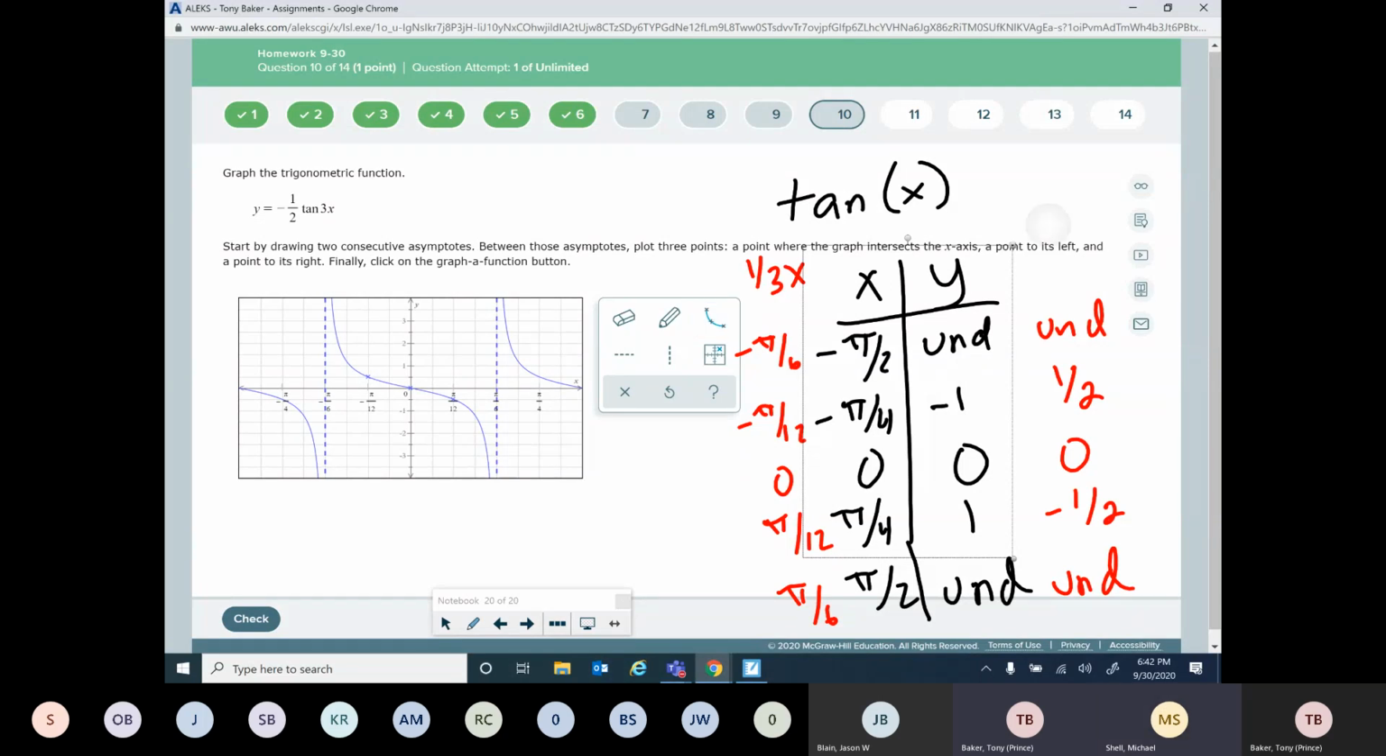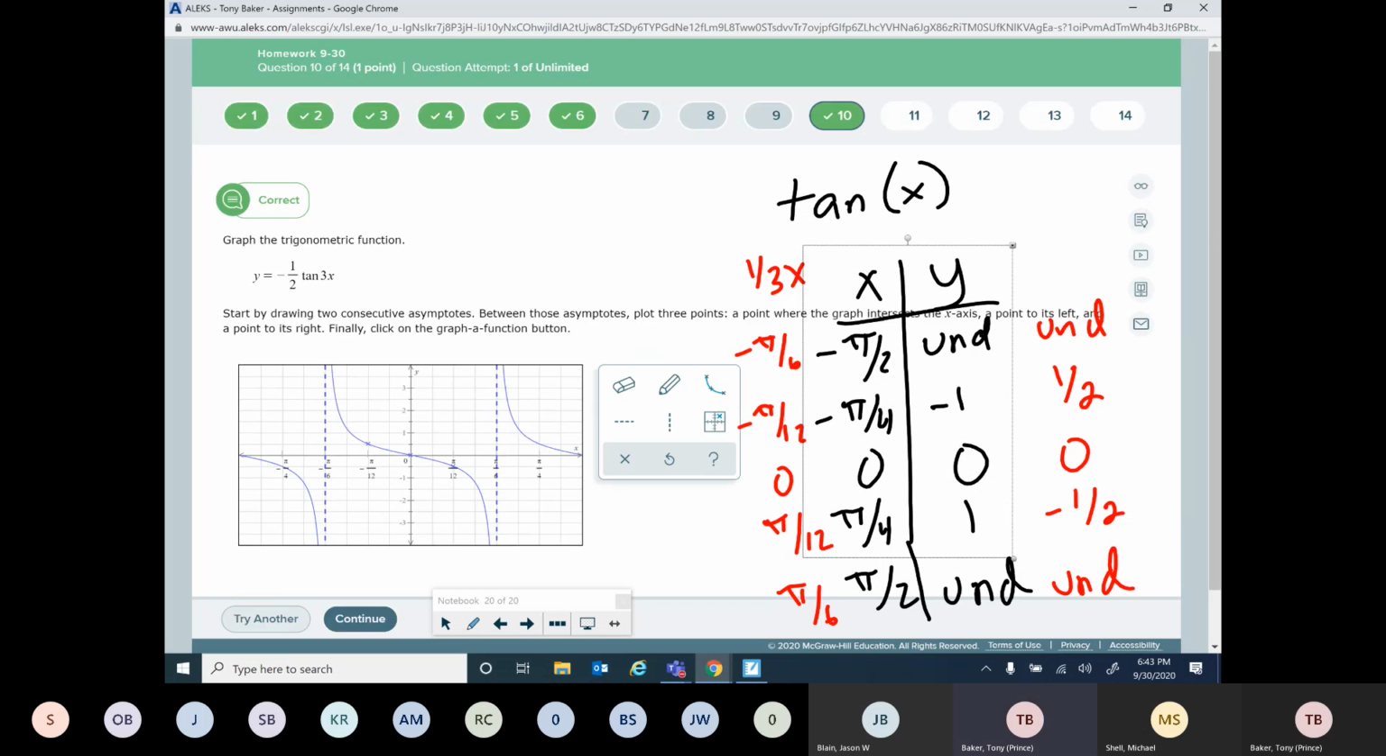So again, it's just like the other ones. Use your parent function and then do your transformations to it. I used to teach this completely different and used to have to figure out all the values and everything else like that. But once you figure out the transformations, it becomes a lot simpler to do.